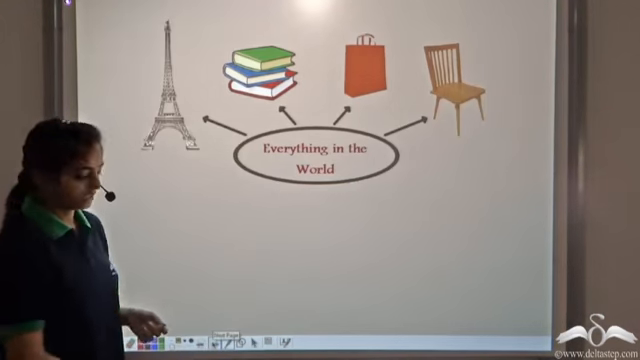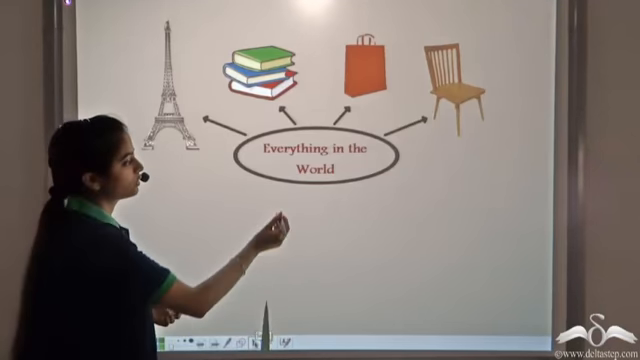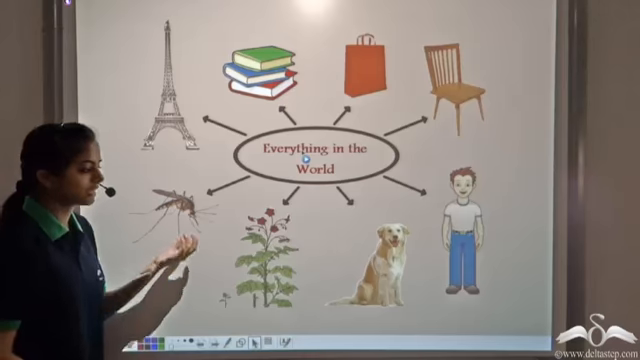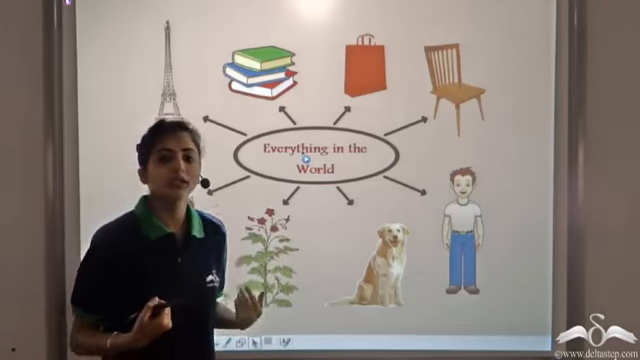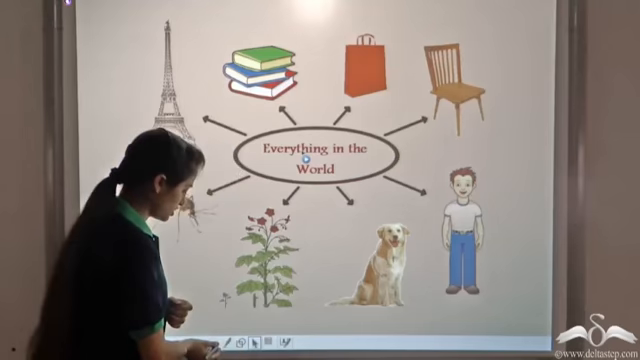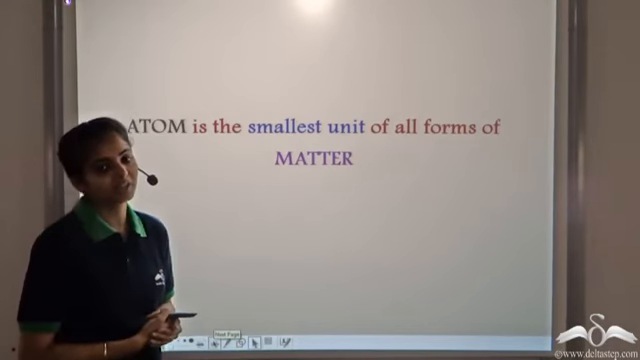So everything in the world around us, from a tall Eiffel Tower to the books, to chair, to table, even the living organisms, an insect, plant, animal, including us, we are all made up of atoms. So atom is the smallest unit of all forms of matter, be it living or non-living.